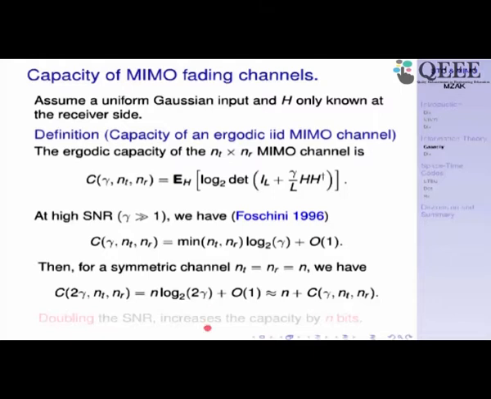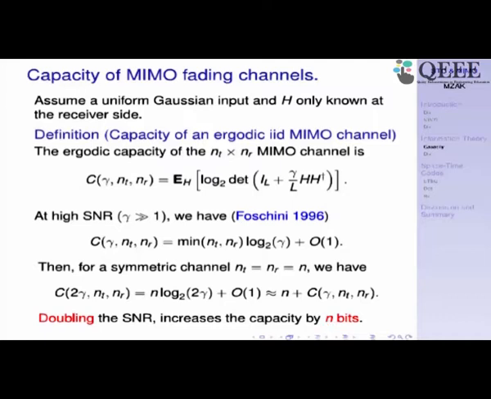N log 2 gamma. Here, minimum of NT and NR log 2 gamma, plus a constant, that is because of the NT term, etc. So what you see now is, if you double the power, or double the SNR, for simplicity take NT equal to NR equal to N, then by doubling the SNR you are actually increasing the capacity by N bits. See that? This is important.